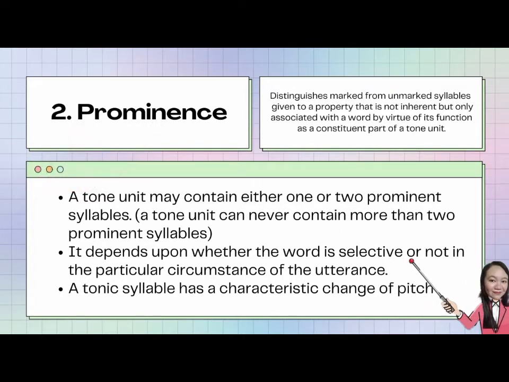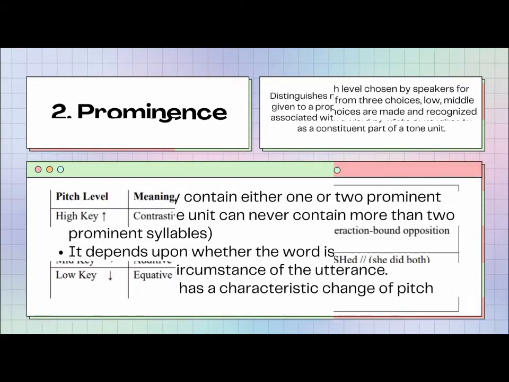So the essential difference that distinguishes a tonic syllable from a non-tonic syllable is that it has a characteristic of pitch. A tone unit may contain either one or two prominent syllables. It depends upon whether the word is selective or not in the particular circumstance of the utterance.